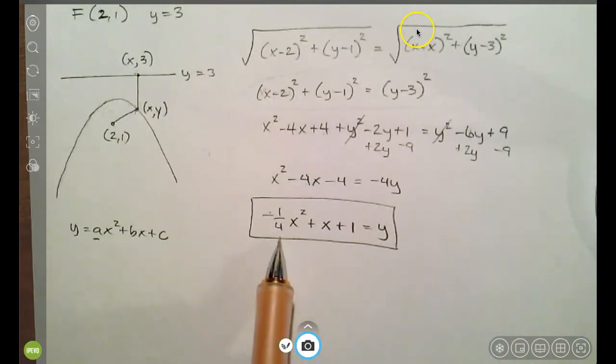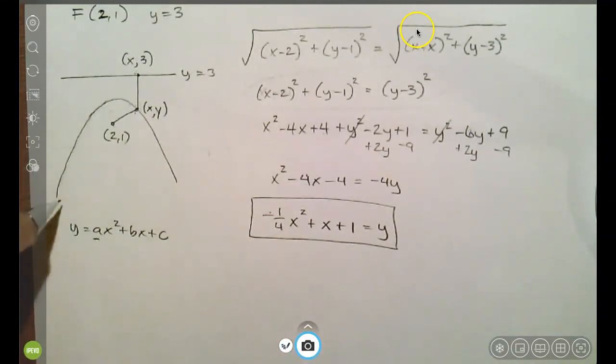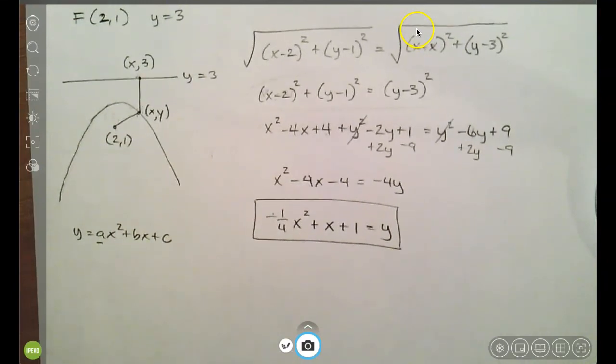And we did get a negative value for a, which we knew or should have known we were going to get just by looking at the picture and seeing that that parabola opens down. So there's a couple of examples to hopefully get you going.